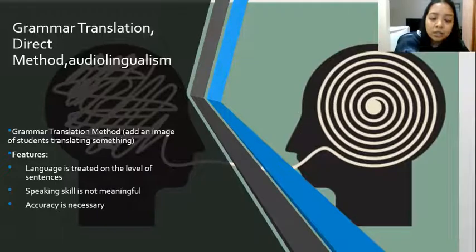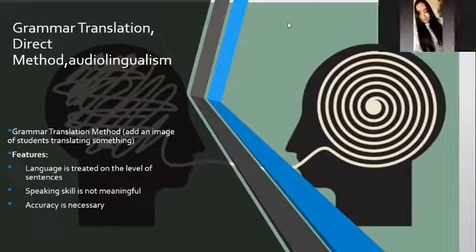The third one is that accuracy is necessary. Why accuracy? Because the students have to be close to what they are translating. Of course, there are some words that they are not going to say in a correct way, but trying to say it correctly and being specific about what they are talking about is so important for them, and that's it.